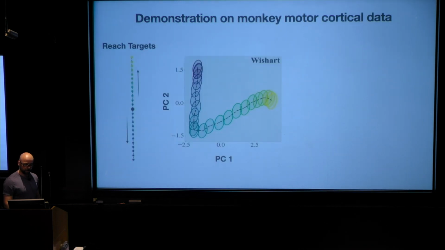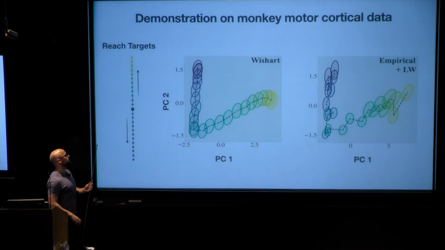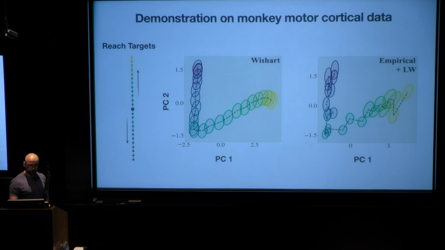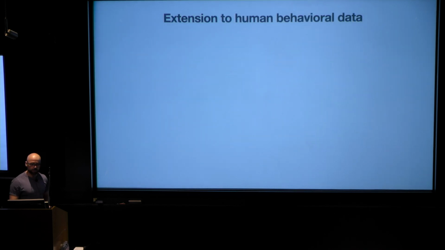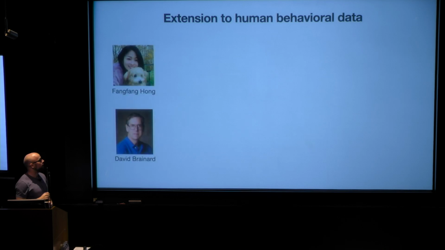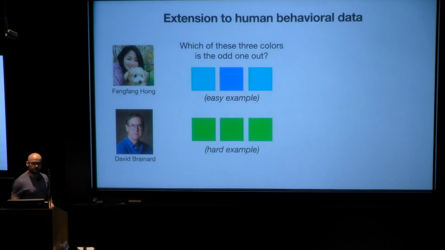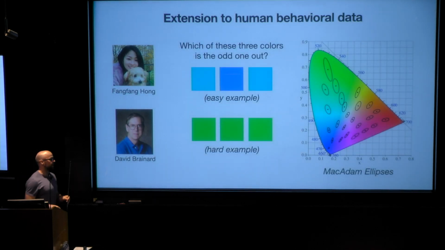Okay, great. I have 5 minutes left. The punchline of this is that this works really well on real data. I want to spend just a couple minutes talking about a cool recent collaboration with David Brainerd at UPenn, who was visiting here, and his postdoc, Fangfang Hong, where we apply this to behavioral measurements, not to neural measurements.